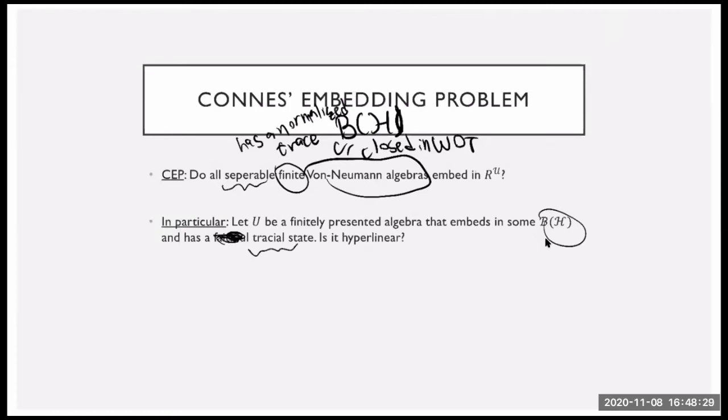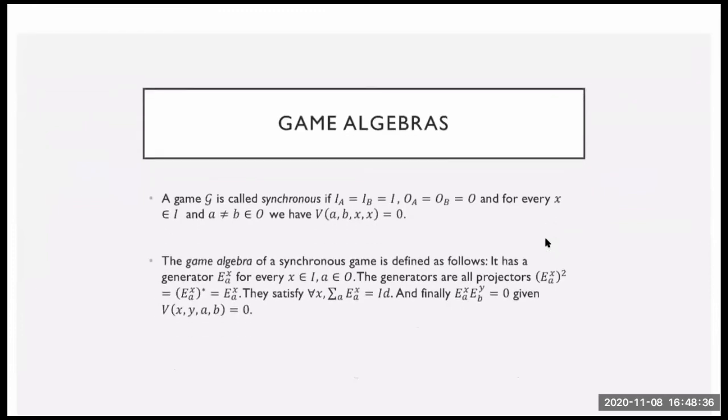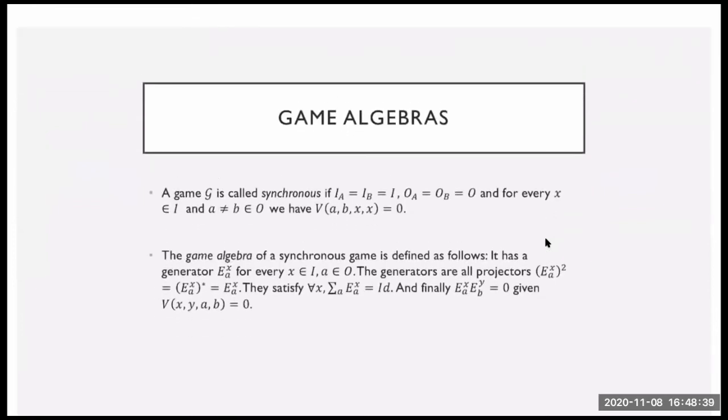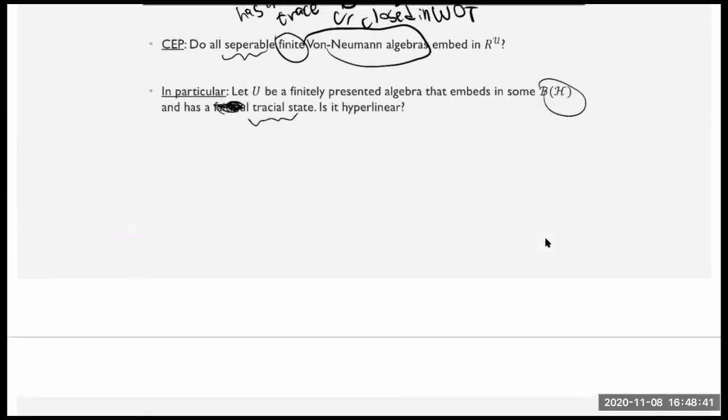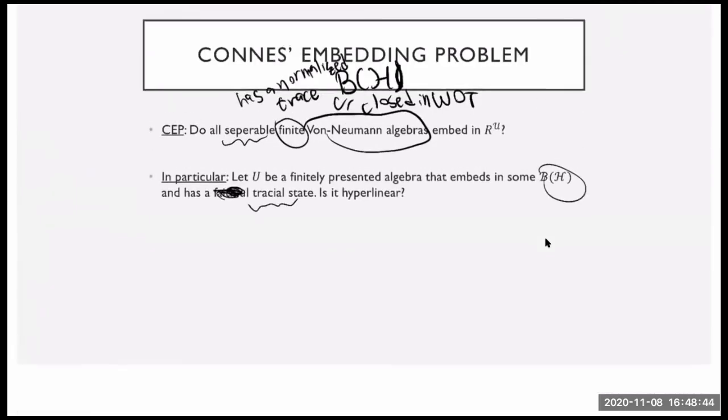Great. So let's take a break, and after the break I'll talk about the answer: how can you use games to show that the embedding is wrong. We are going to show that it is just wrong, and thus Connes' embedding problem is just not true. The answer to this question is just no. And we will use games, and I will explain how this is done, at least the theorem that needed to be proven.